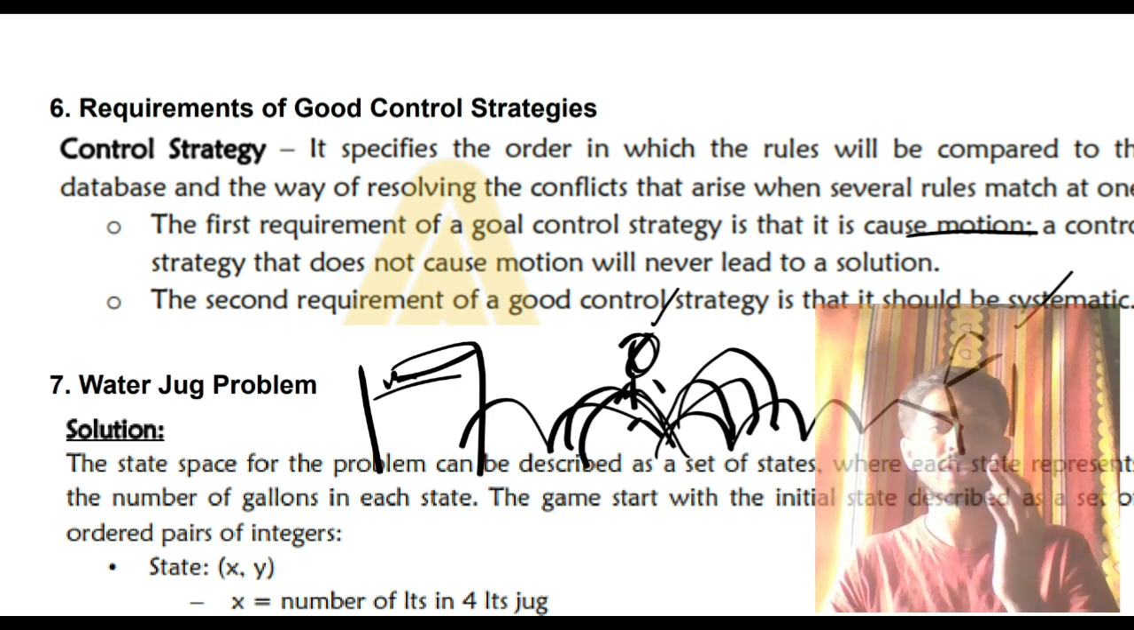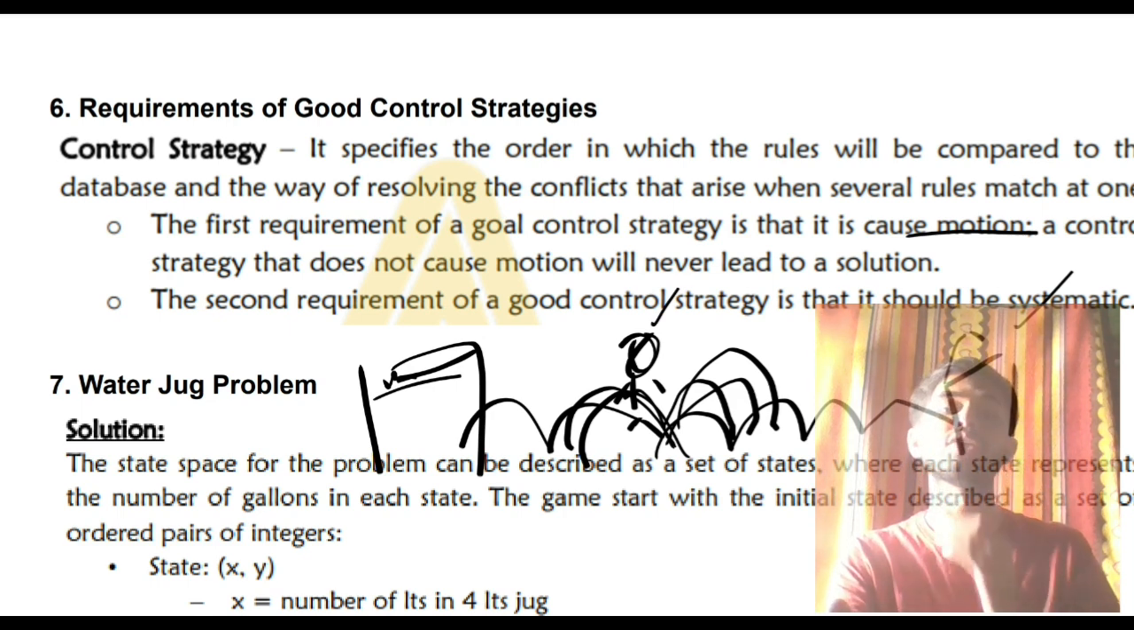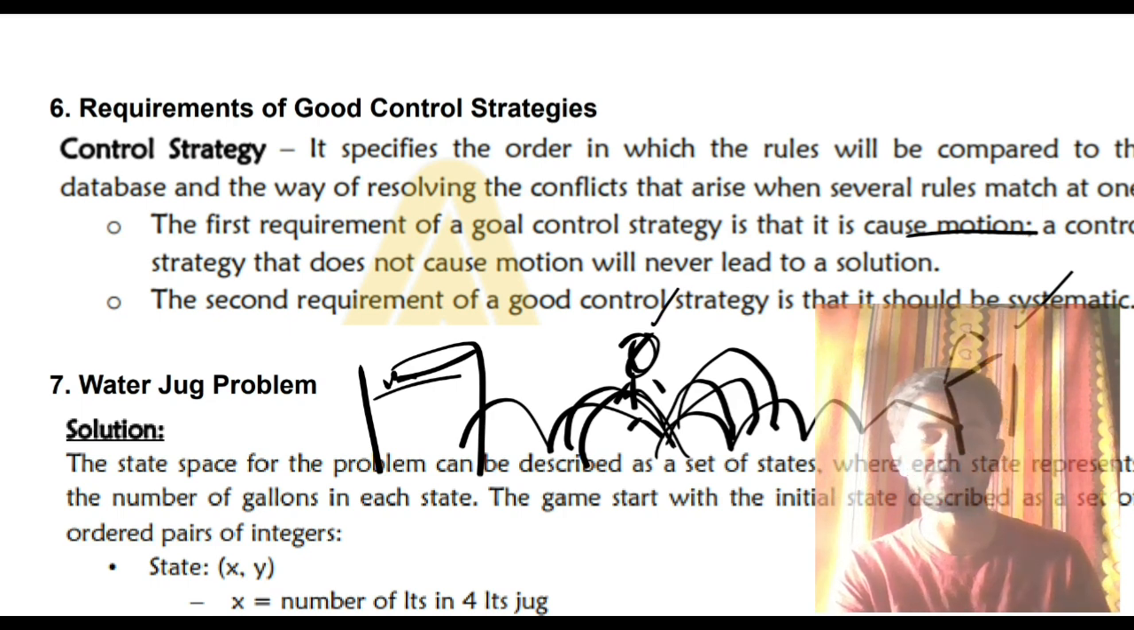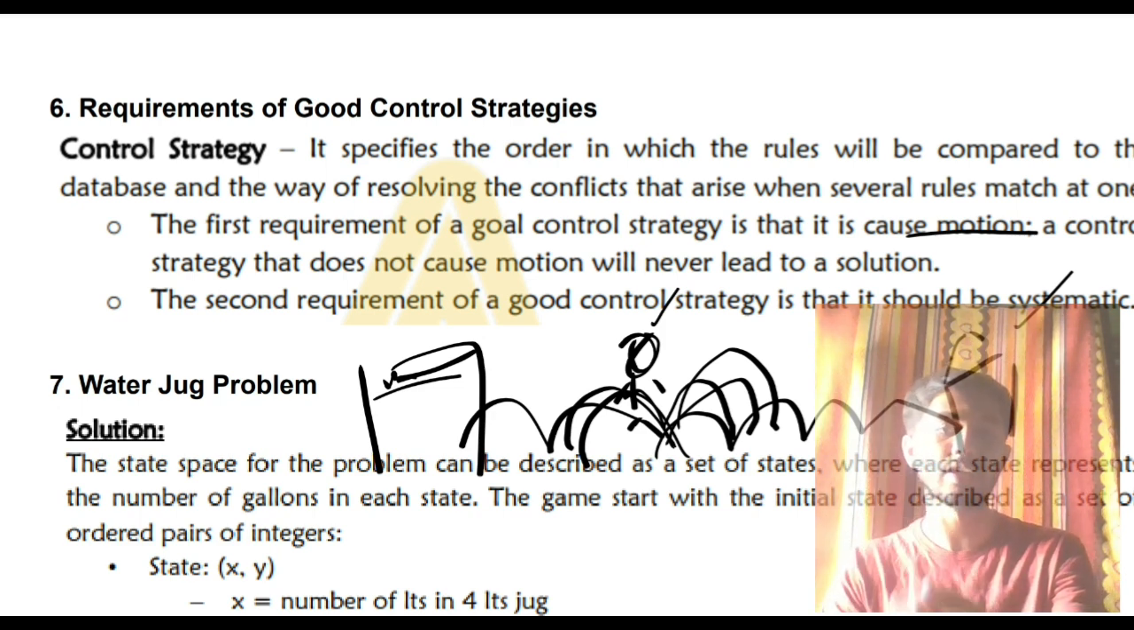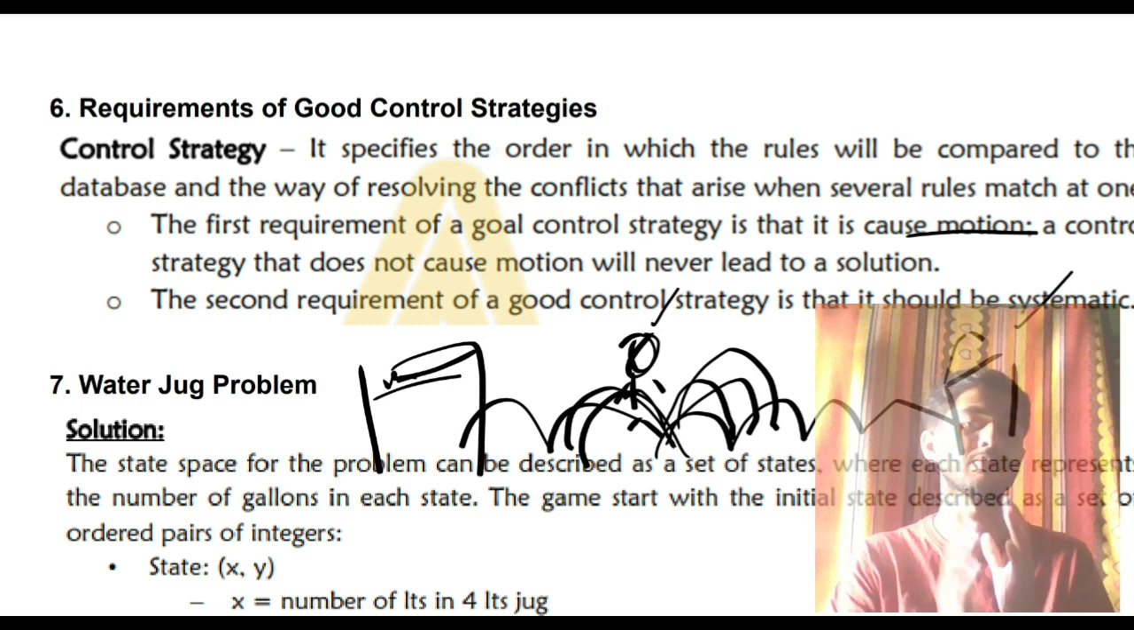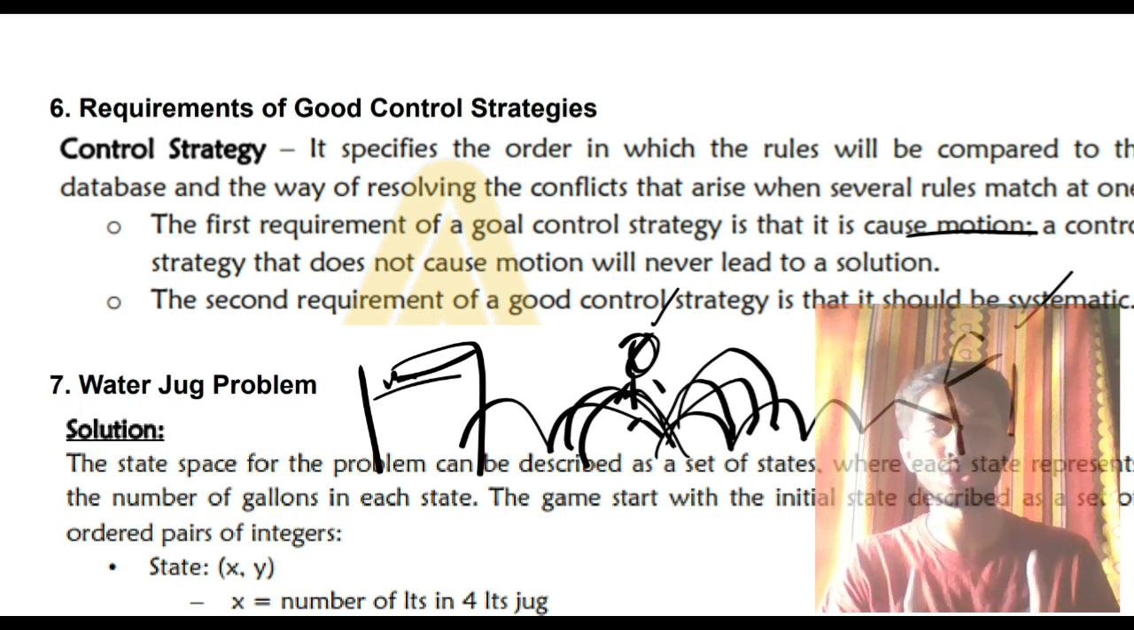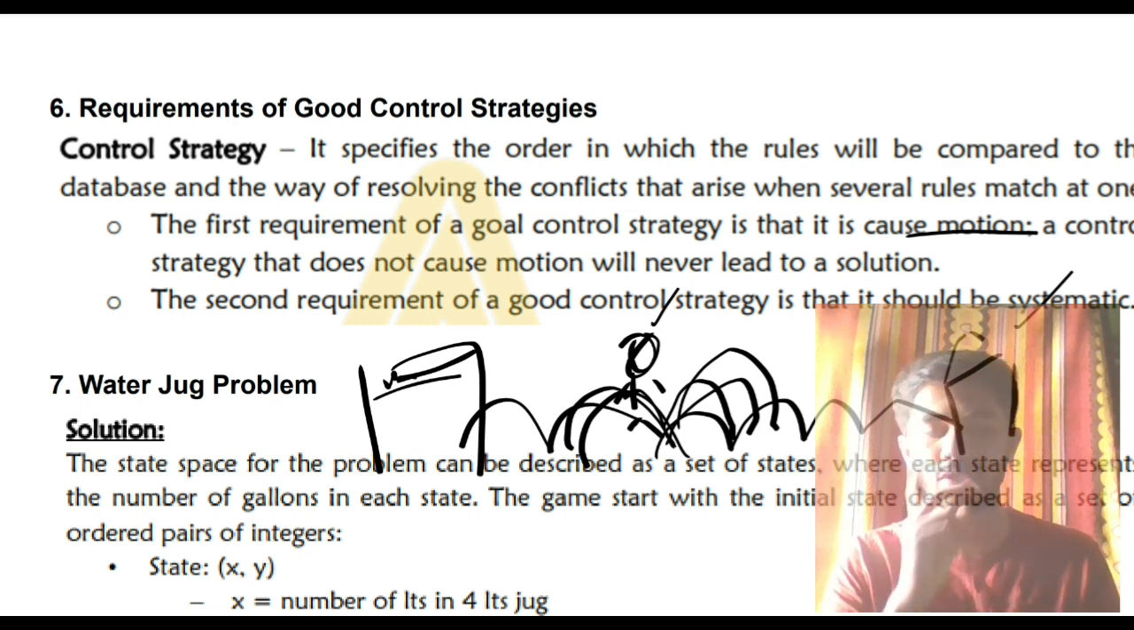Systematic means what? Even if you are taking a step forward, you have to keep moving forward. You have to not come backward again. Whatever step you are doing for reaching the goal, you have to keep moving in the same direction. You have to not redo the things you are doing and come back to the initial position. That thing should not happen. That is called the second control strategy.